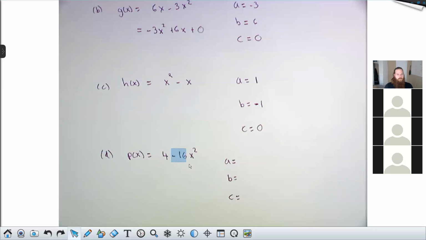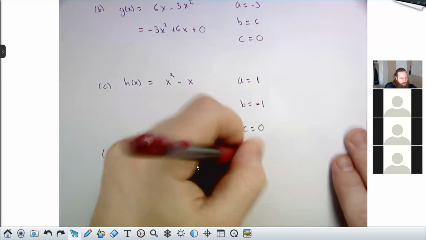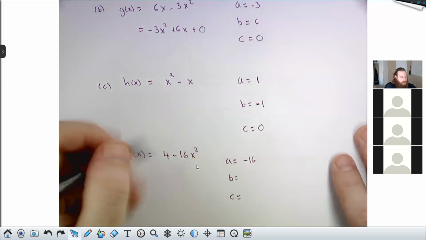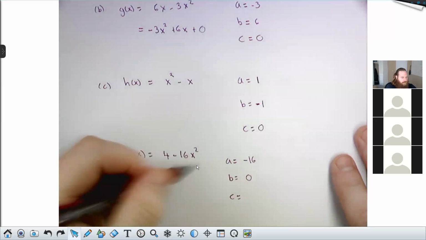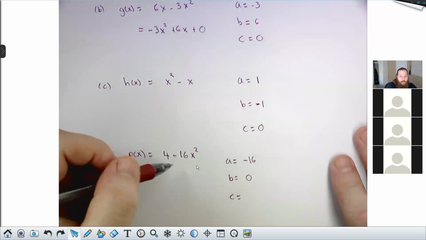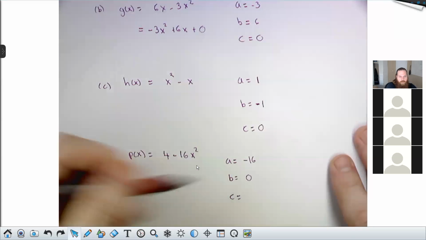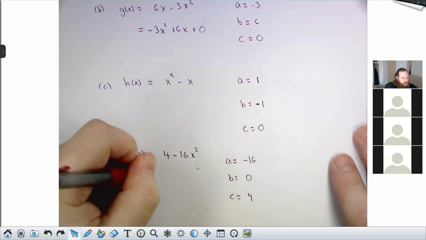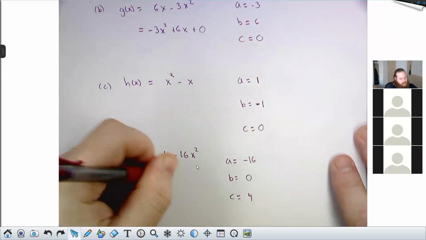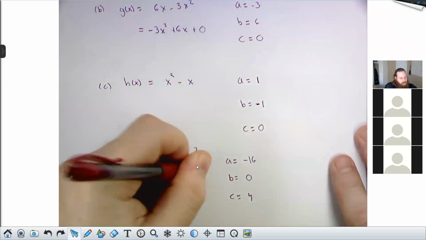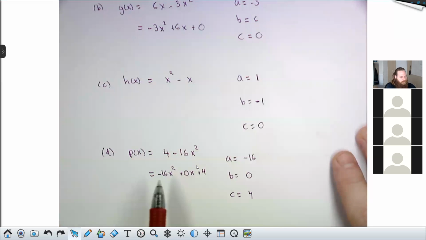Yeah, so a here is negative 16. That's the number that's attached to the x squared. B, good, yeah, b here is 0, right? There, we don't see any x term at all, which means he's hiding. And the way he hides is by having a coefficient of 0, and then c is positive 4. So if I wanted to write this in standard form, it would be negative 16x squared plus 0x plus 4. And there we can see A, B, and C.